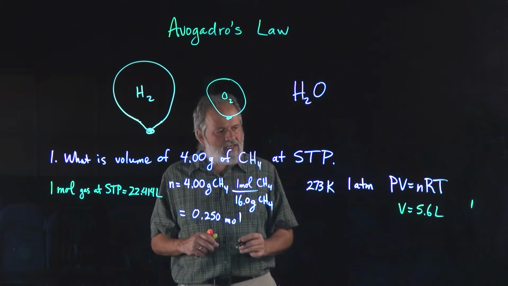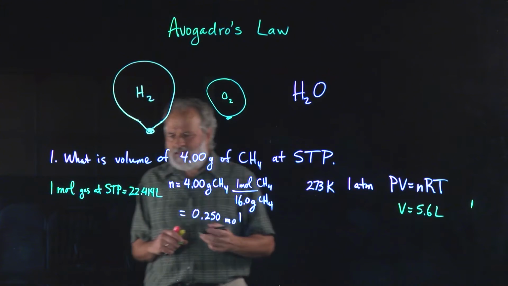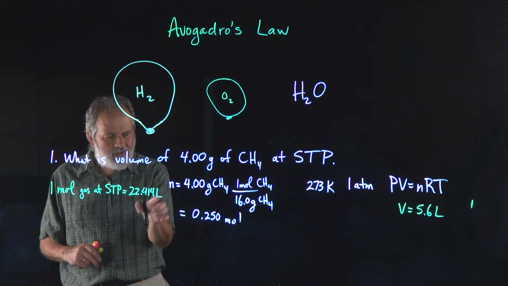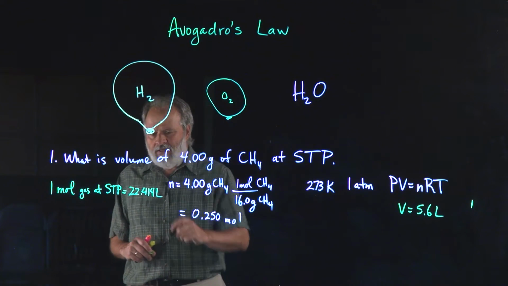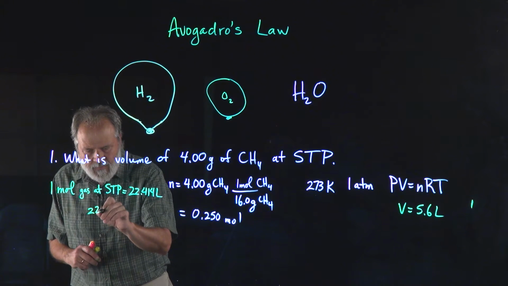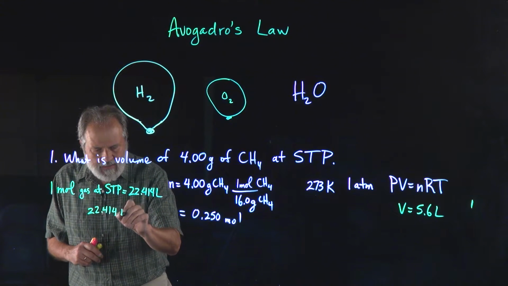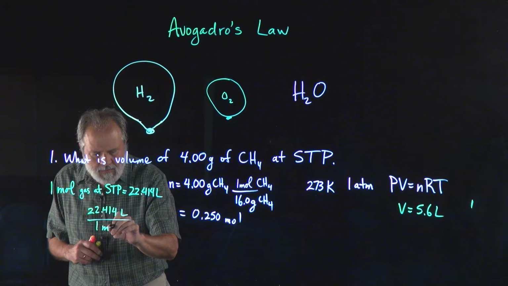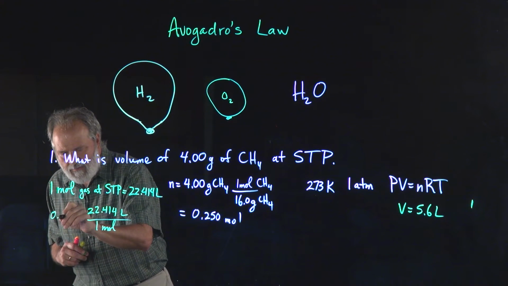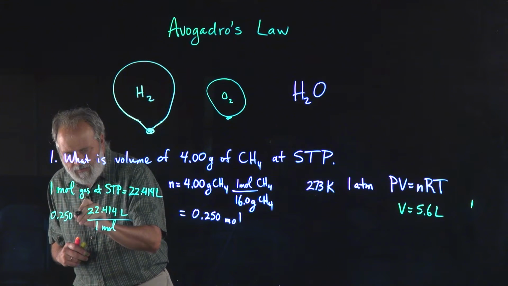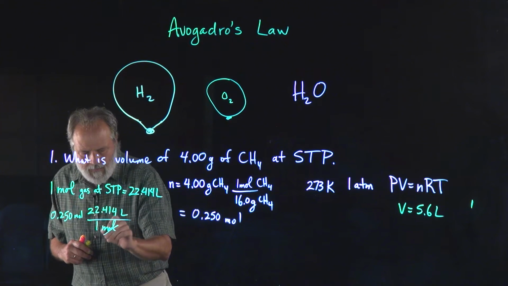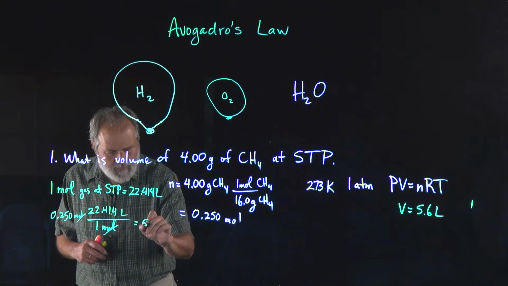All right, so you could get that either way. Using PV equals nRT, you should get V equals 5.6 liters, or using this as a conversion factor, where it's 22.414 liters in 1 mole, and then multiply that by 0.250 mole. And you get 5.6 liters.